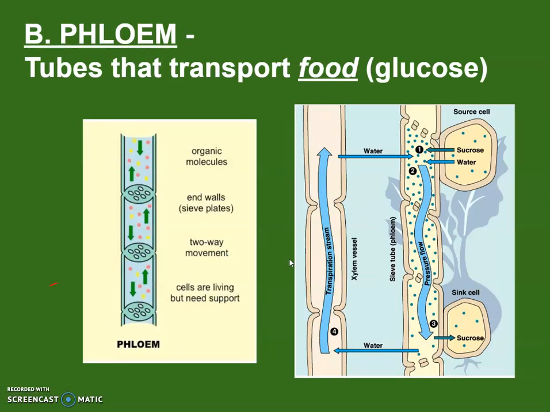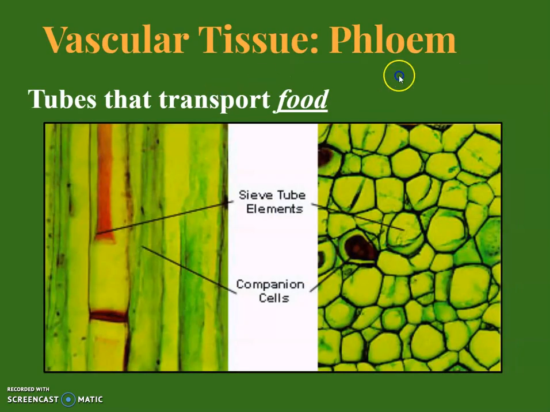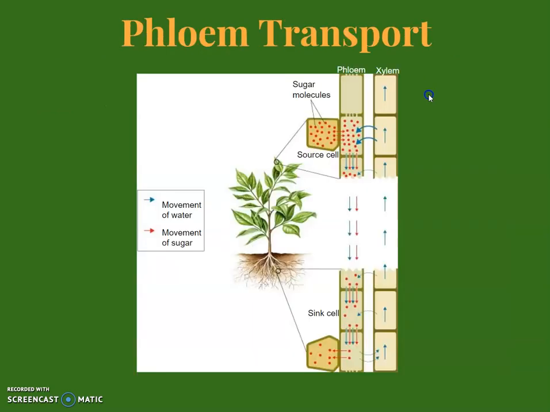And then the second one is the phloem. These are tubes that transport food and glucose throughout the plant. They can transport it up or downward, depending on where the glucose needs to go. Once again, the phloem are tubes that transport the food.